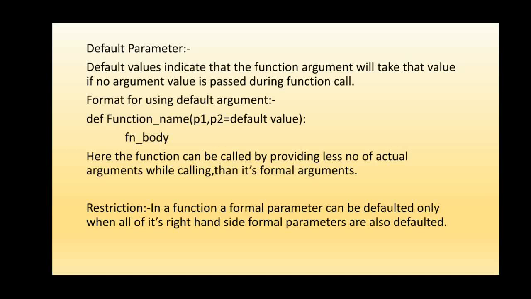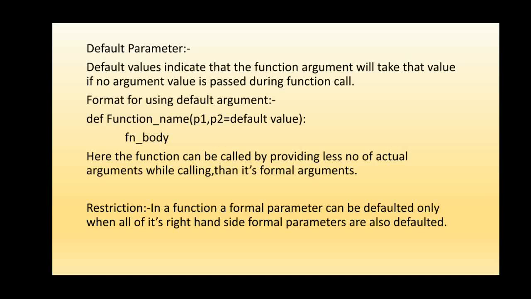Here is how we can use a default argument in our program. We write def, then the function name, which is an identifier. Within round brackets we write p1. We have not assigned any default value for p1. Separated by a comma we write p2 equals default value. The default value may be any value. And then we write the function body.